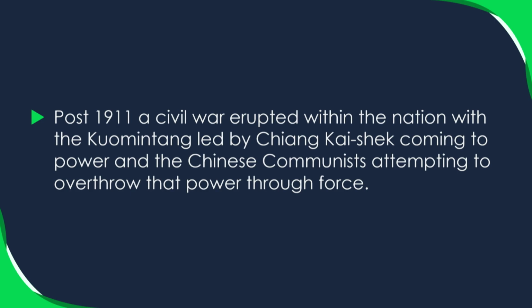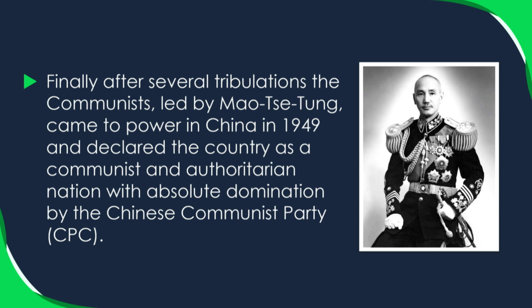Post 1911, a civil war erupted within the nation, with the Kuomintang led by Chiang Kai-shek coming to power and the Chinese communists attempting to overthrow that power through force. Finally, after several tribulations, the communists led by Mao Zedong came to power in China in 1949 and declared the country a communist and authoritarian nation with absolute domination by the Chinese Communist Party.